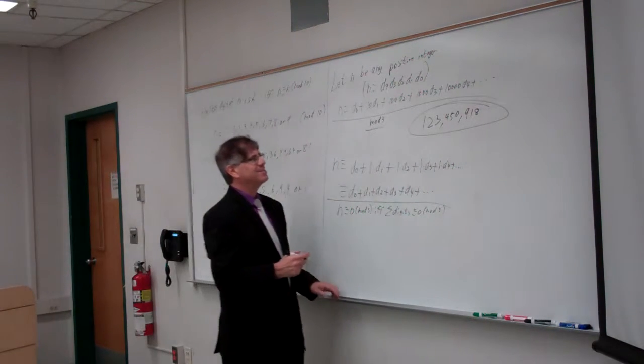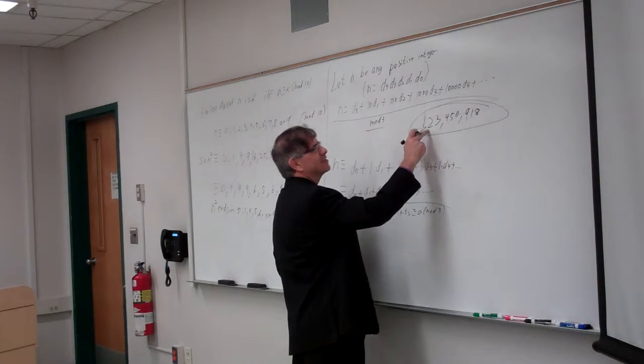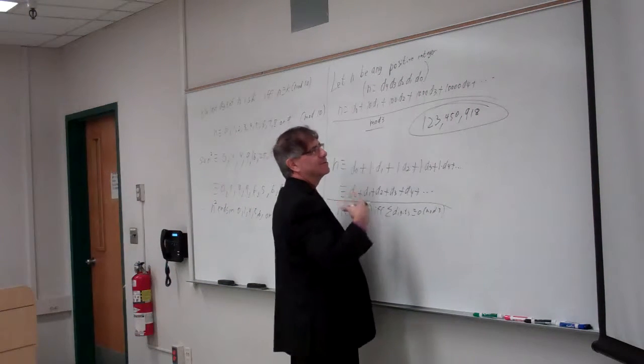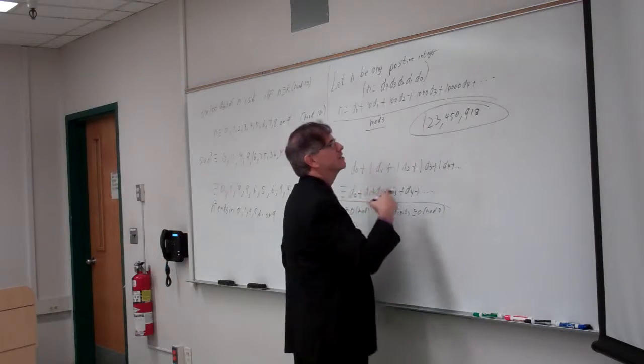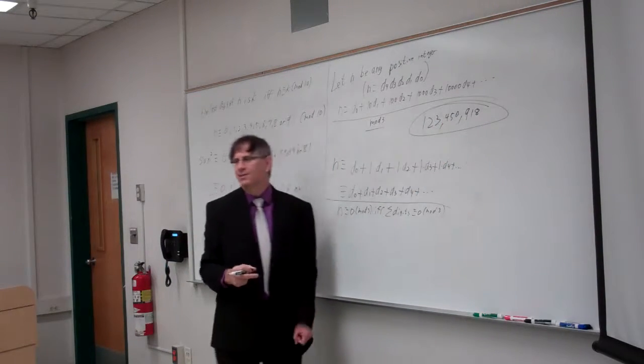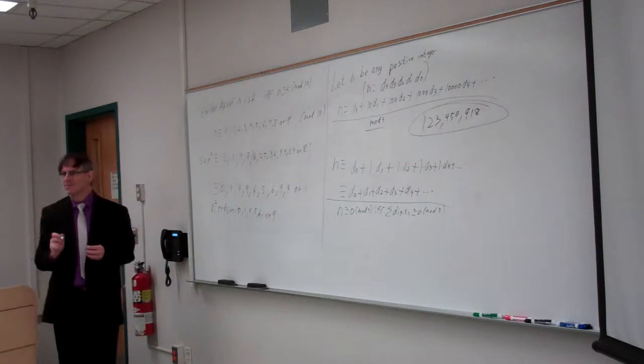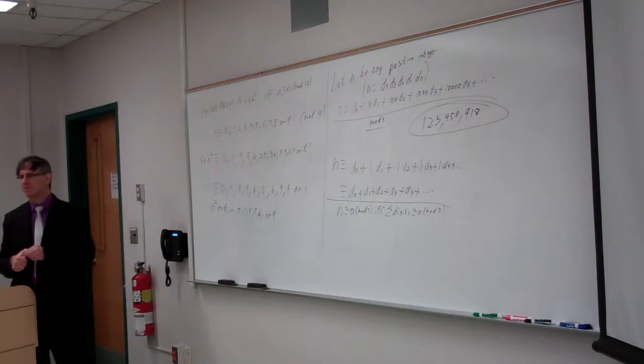When you're adding these digits, I can say 1, 2, 3, that's 6, so I can ignore that. 4 and 5 is 9, I can ignore that. 9, 1, and 8 is 9. I don't have to actually add them up. Is that true for all numbers? That's true for all numbers.